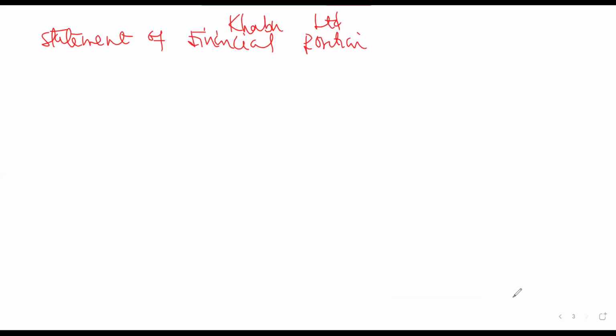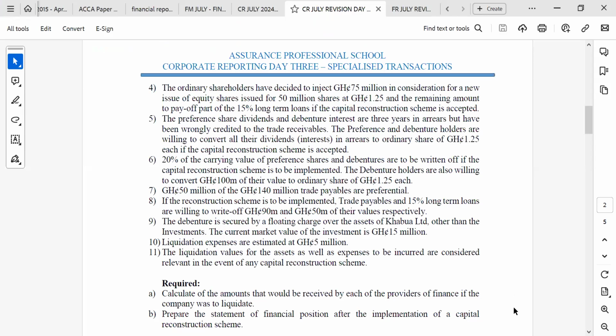So, statement of financial assets. Is a preferential creditor the same as a preference shareholder? Are you saying preferential creditors? Someone said no, so the person is ready to answer. I've heard no.